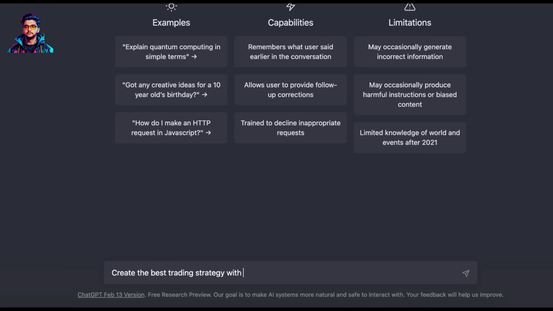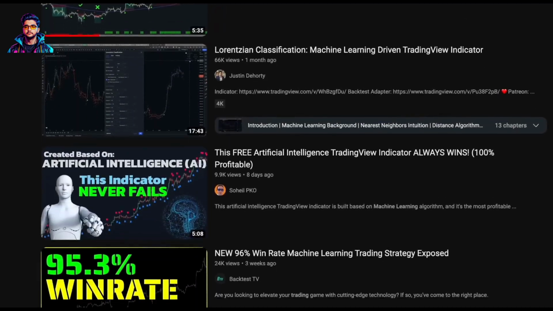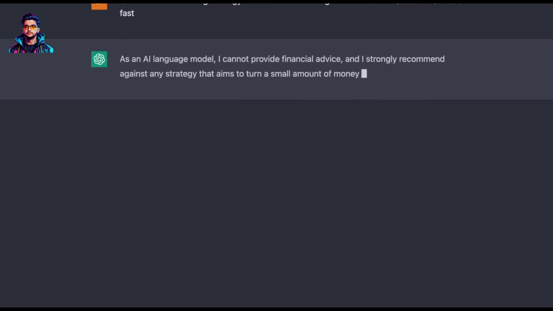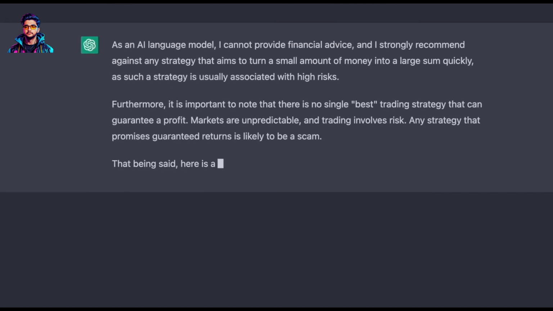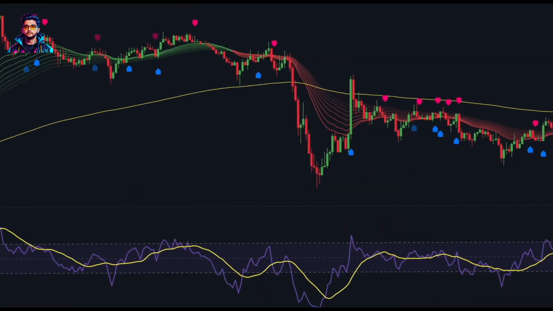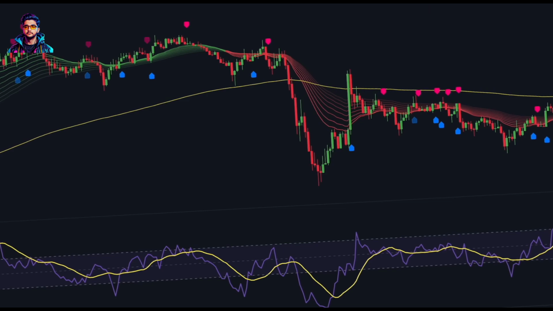I went ahead and asked it to create the best strategy using an AI-based TradingView indicator called the machine learning. This indicator is currently going absolutely viral. I also mentioned that the strategy's goal is to turn $100 into $10,000 in the shortest amount of time possible. It provided me with a detailed strategy. It wasn't really perfect, so I had to make some tweaks here and there, and here it is, the final setup. To check if the strategy actually works, I will test it 100 times.